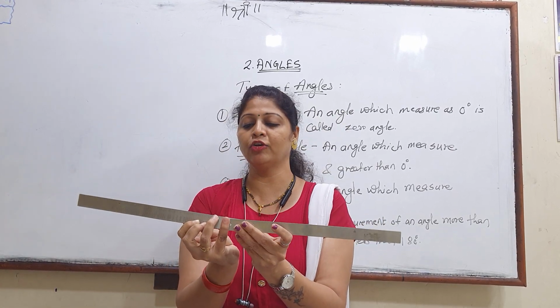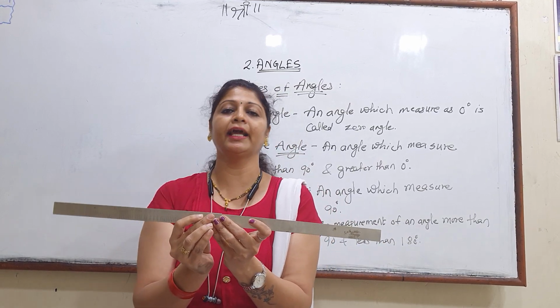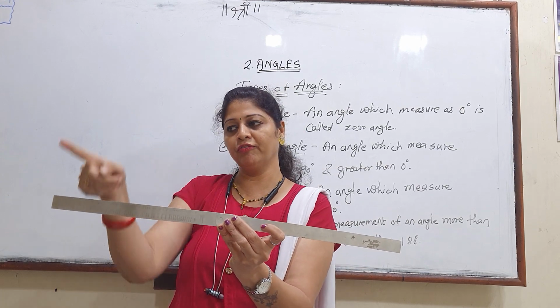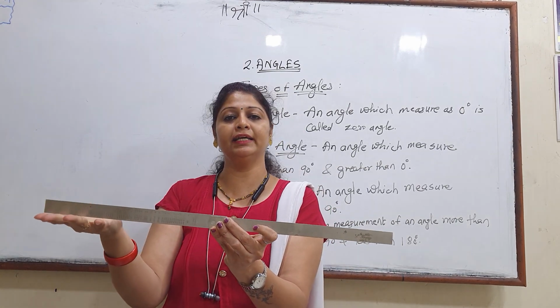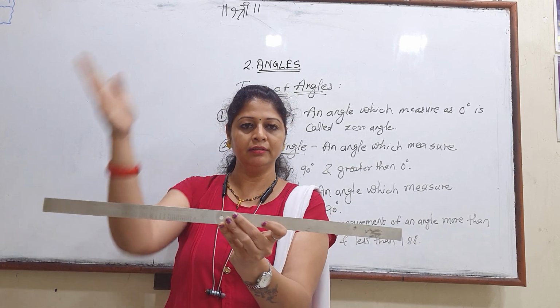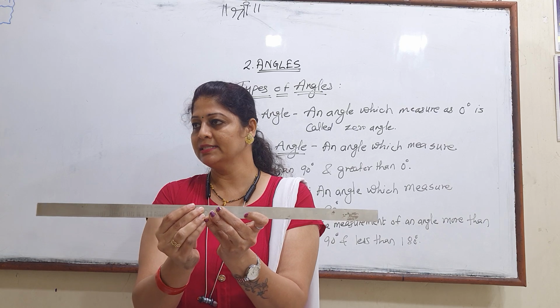Afterward, next, that is straight angle. I have not written it on the board, but just pay attention. See children, this is straight angle. The measurement of this angle is 180 degree. Okay, see, this is our half circle. You people know the protractor, correct? So this is our straight angle. What is this? Straight angle.